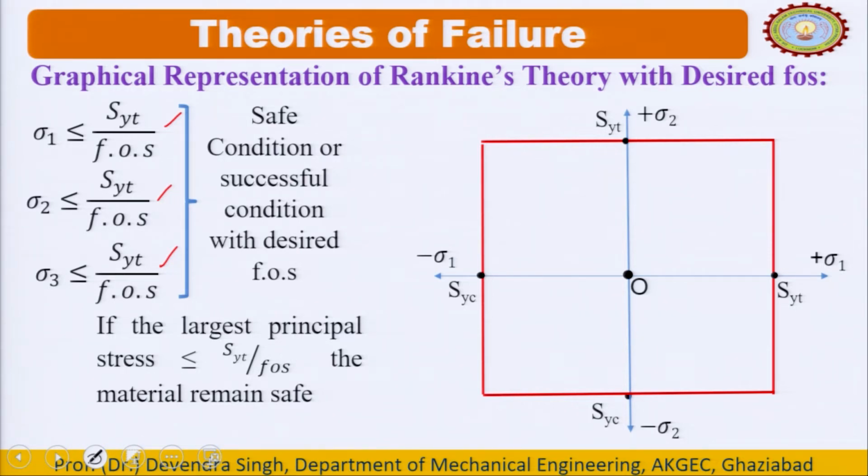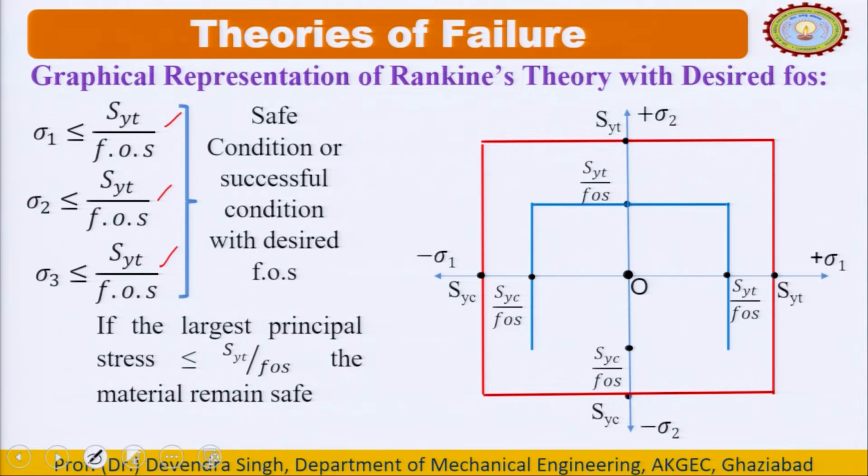So, this is the safe zone with factor of safety 1. Now, the failure stress divided by factor of safety. So, this is the new point S_yt upon FOS. So, this is the line in the sigma 1 sigma 2 plane. Similarly, on the left hand side S_yc upon factor of safety, this is another line, and for sigma 2, S_yt upon factor of safety, and similarly this is the safe zone.